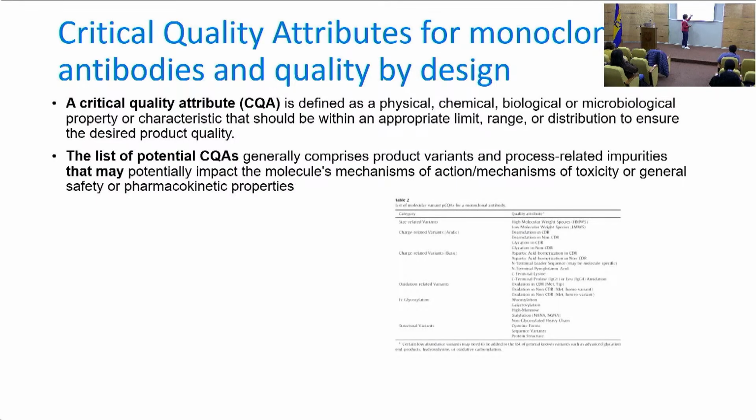You also have oxidized variants and glycosylation. We know that there is an issue for fucosylation, galactosylation, and sialylation. And for structural variants, for cystine forms or sequence variants, or for the protein structure as well. So there is a whole list that the manufacturer has to stick to as quality control attributes.